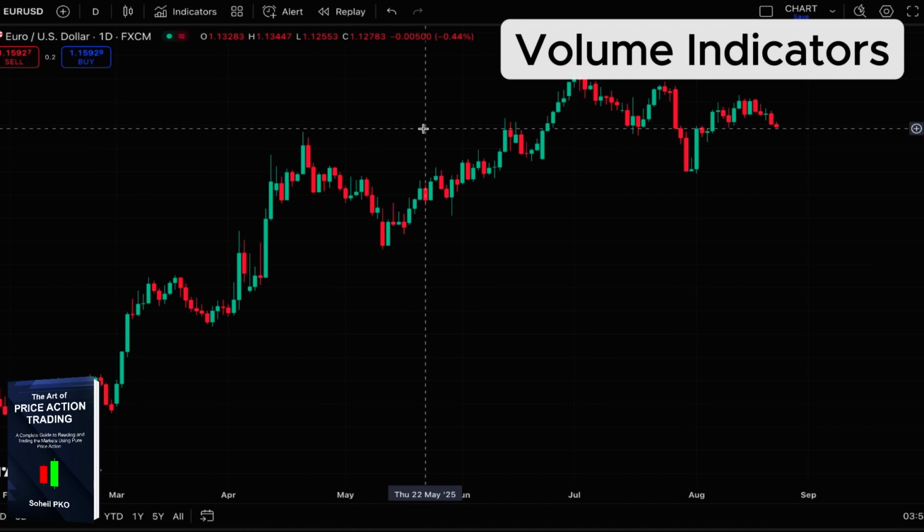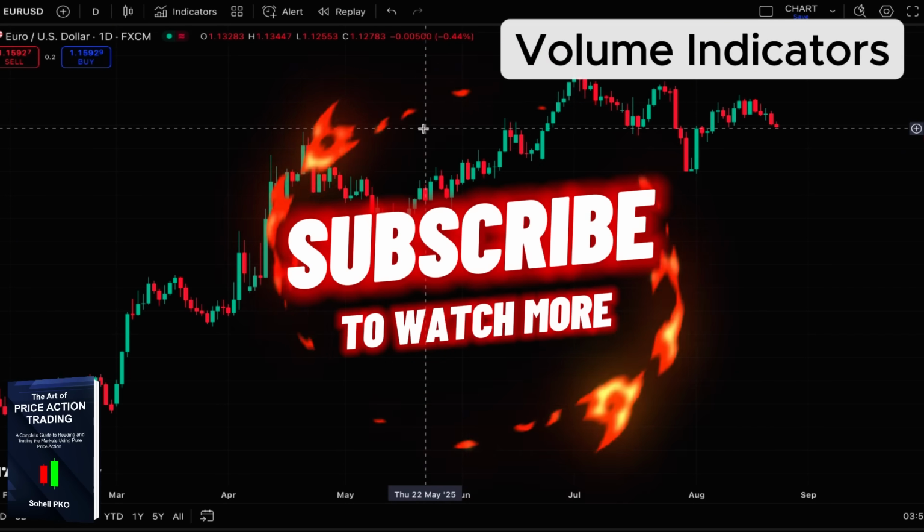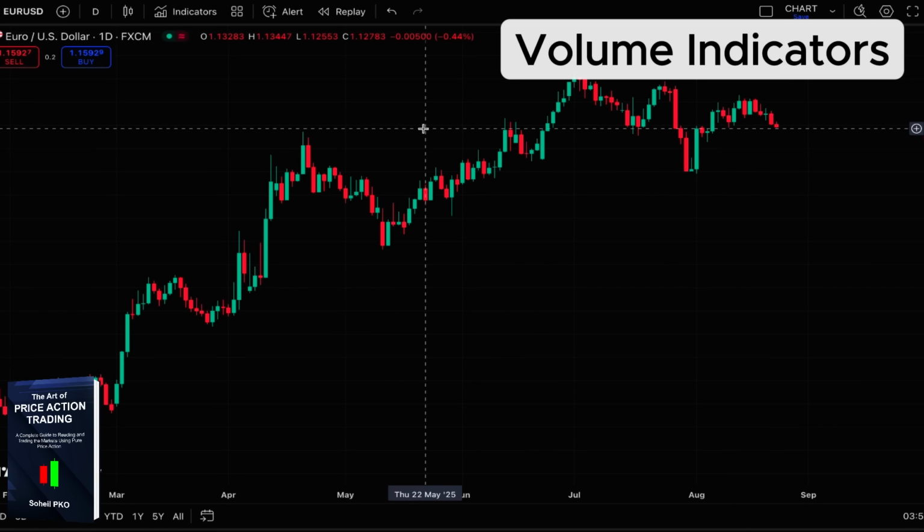The next category, volume indicators. Volume indicators are types of indicators that show traded volume in a time period, so you can have an evaluation on the interest levels of buyers or sellers in the market.